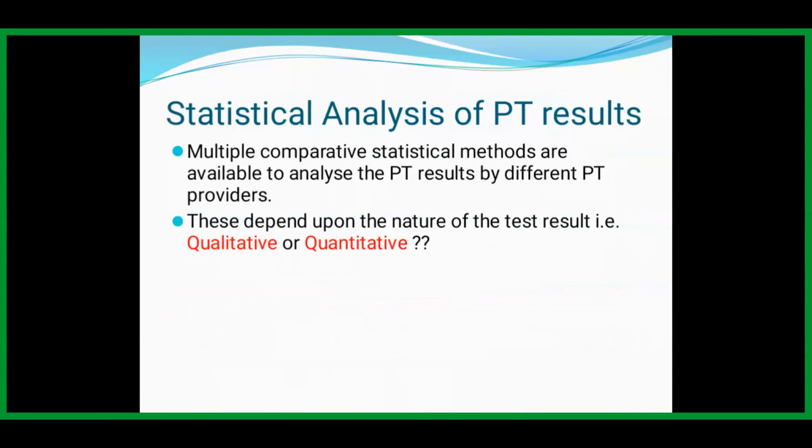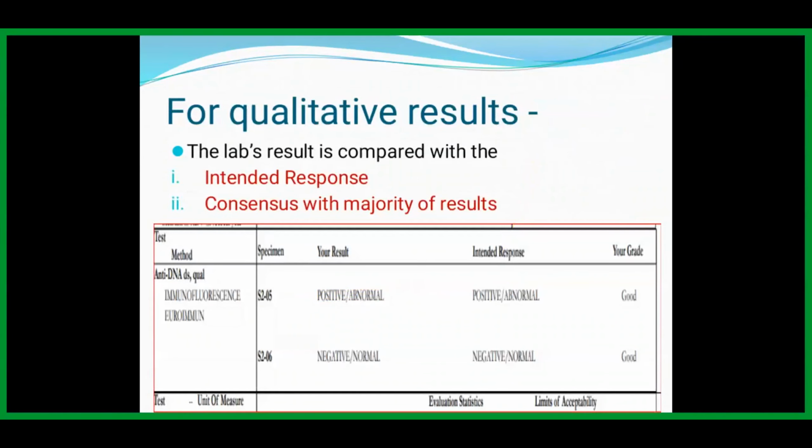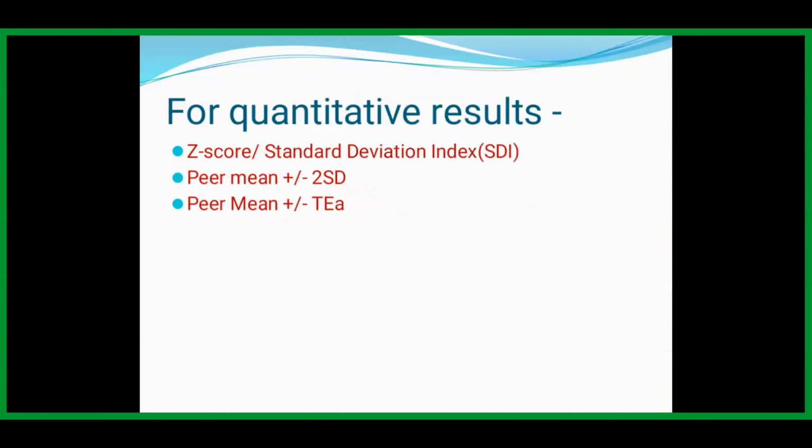What are the types of statistical analysis of the proficiency test result? Multiple comparative statistical methods are available to analyze PT results by different PT providers. These depend upon the nature of the test result, whether it is qualitative or quantitative. For qualitative results, the lab result is compared with the intended response, and the consensus of the majority of results. The slide shows the result of the anti-dsDNA antibody, which is a qualitative test, with the intended response and the participant laboratory's result given here. If it is in concordance with the intended response, then it is good. If it is not concordant or not compatible, performance is poor.